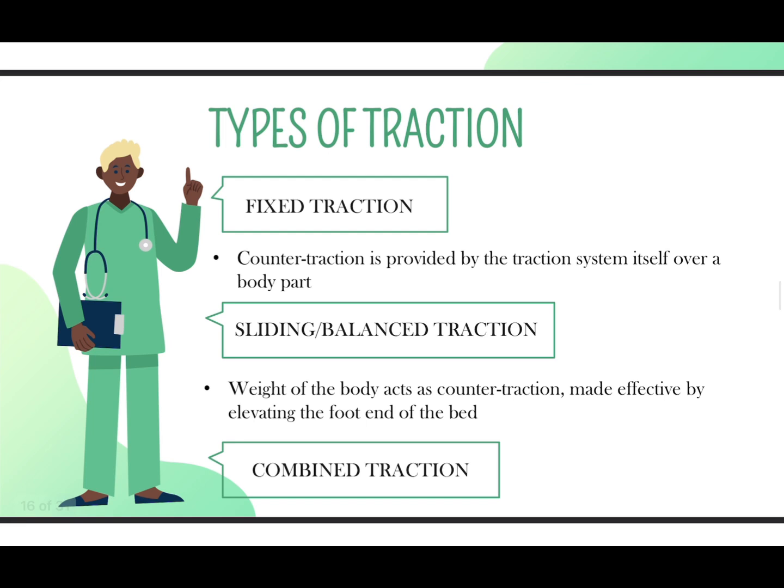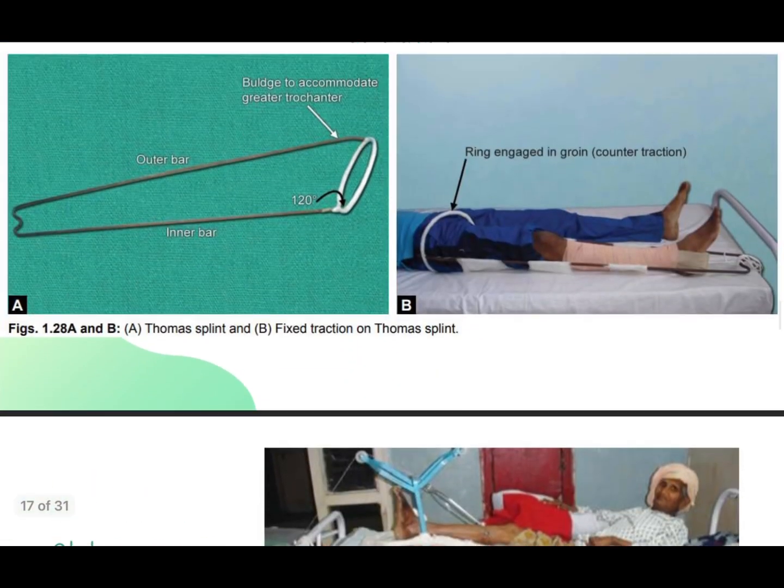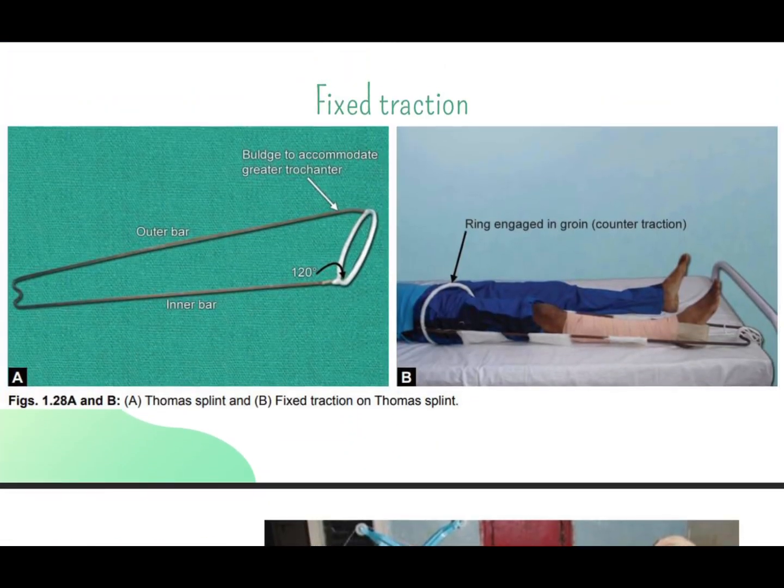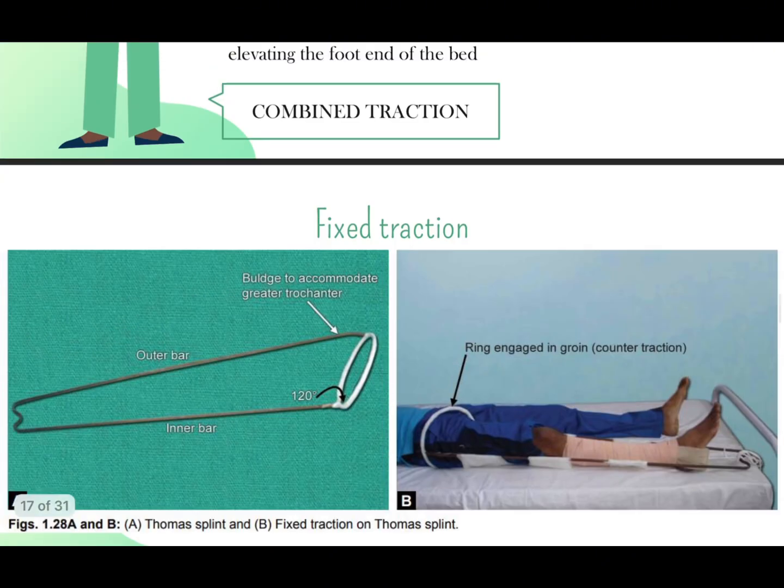So let's talk about the types of traction. There are three main types of traction: fixed traction, sliding traction, and combined traction. In fixed traction, the counter traction is provided by the traction system itself by attaching over a body part. In this Thomas splint, the traction system attaches to the greater trochanter in the groin region, and this greater trochanter gives the counter traction.